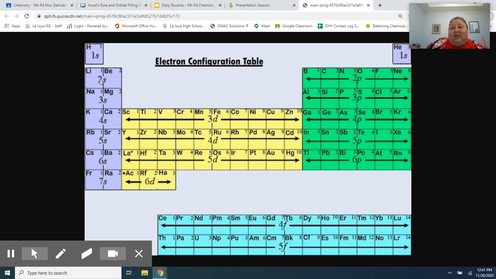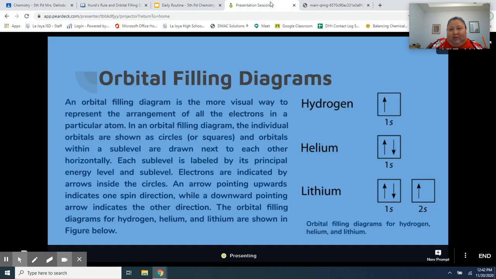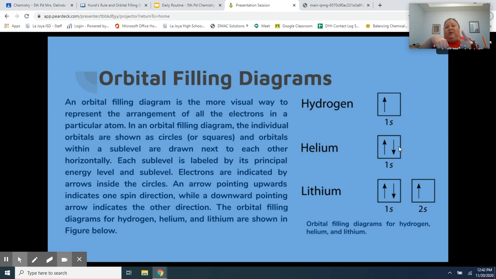In the second energy level, there's only one. So we don't have to worry about Hund's rule. The only thing that we have to worry about is making sure that those electrons are pointing in opposite directions, okay? So here, hydrogen, it has 1. There's your 1 electron. Helium has 2. Those are your 2 electrons, one pointing up, the other pointing down. So that's like one going forward, the other one going backwards.